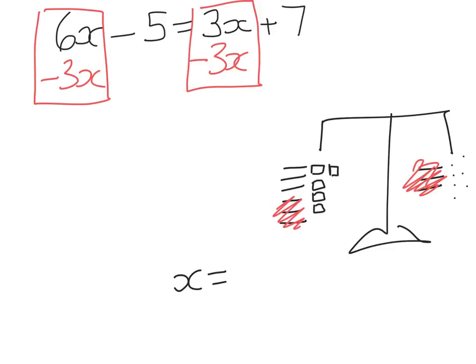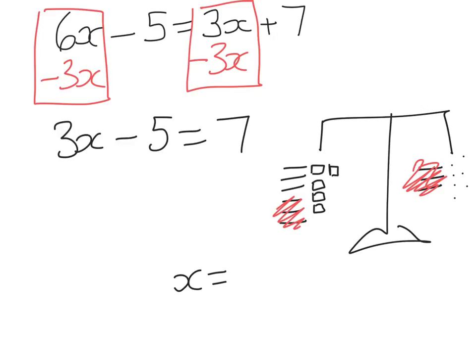And I'd be left with 6x minus 3x is 3x. Haven't done anything to the minus 5. 3x take away 3x is 0. That was the whole point. Plus 7, which is just 7. Okay, good, that's looking better.